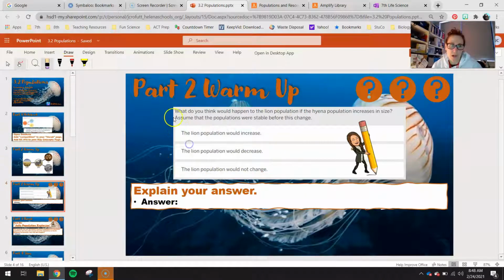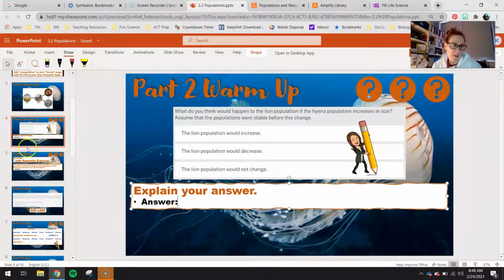So circle your answer there. And then I want you guys to go back to your cursor, click and type to explain why you think that is. Okay, moving on.